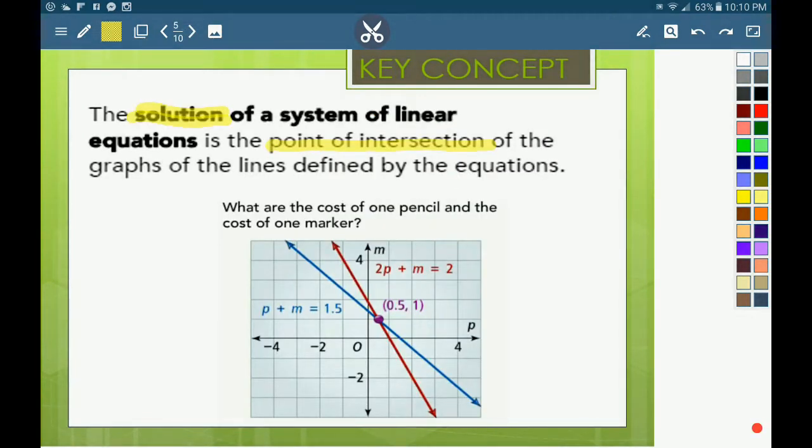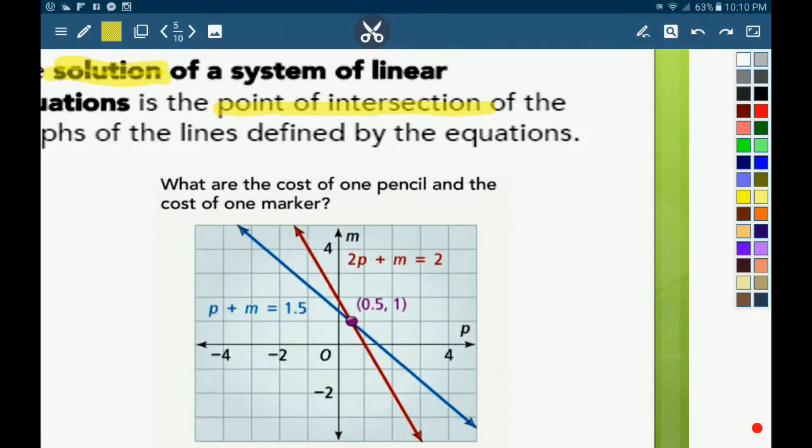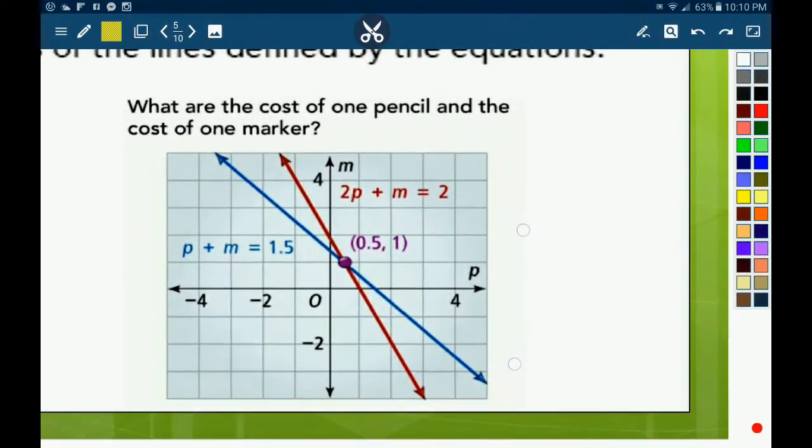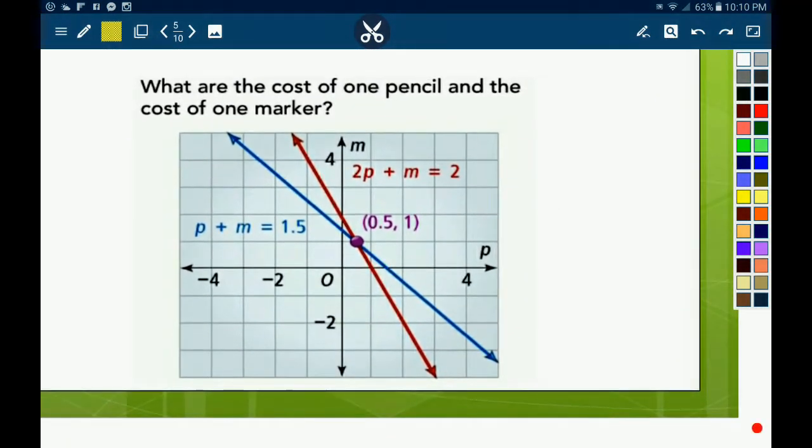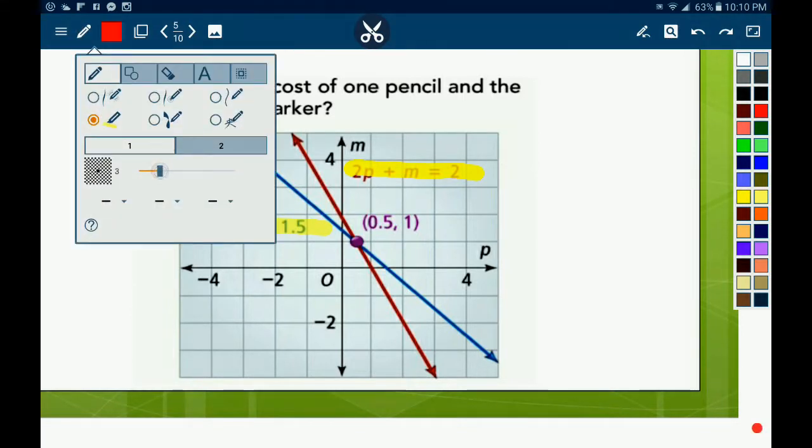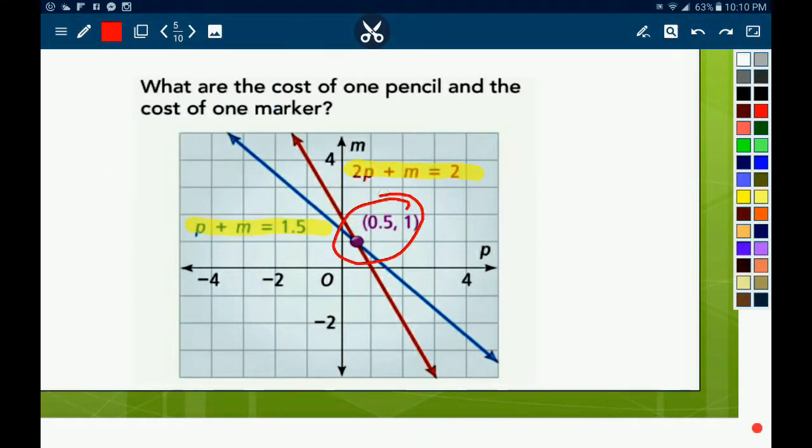So if you take a look at the situation here, they've graphed the two equations that we came up with. The 1 pencil plus 1 marker equaling $1.50, that's the line in blue. The 2 pencils plus a marker equaling $2, that's the line in red. And then the point where they intersect, at (0.5, 1), sorry about that, right here, (0.5, 1), that's going to be your solution.